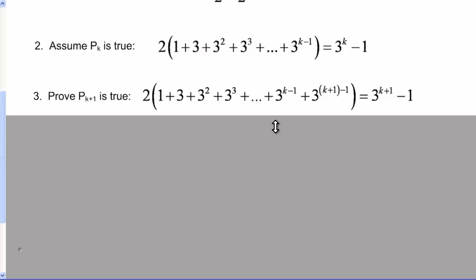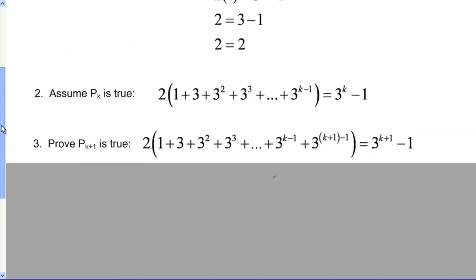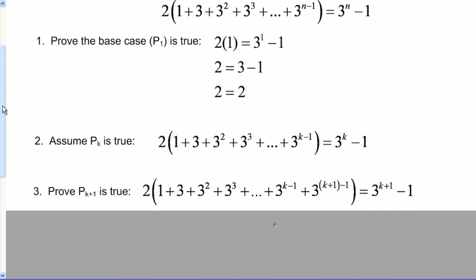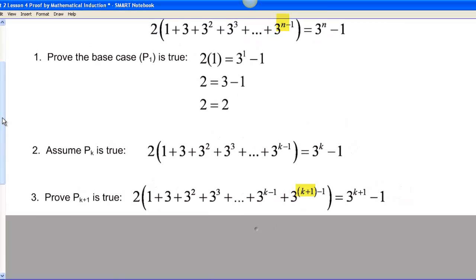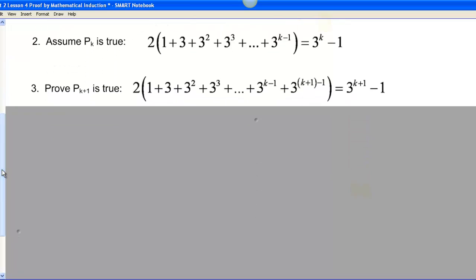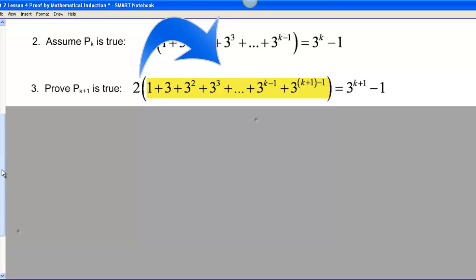And then I'm substituting in k plus 1, and let me scroll down here so that you can see the original. I'm substituting in k plus 1 for that n, minus 1, and that should yield 3 raised to the k plus 1 minus 1. Now, that 2 would have to be distributed to every term in the parentheses. 2 times 1, 2 times 3, 2 times 3 squared, 2 times 3 to the third.